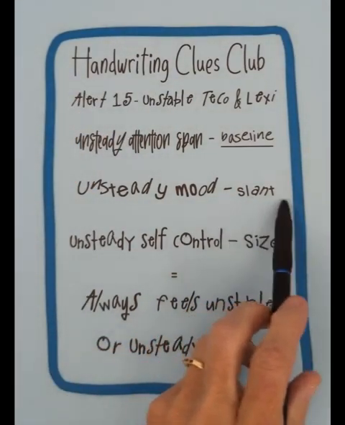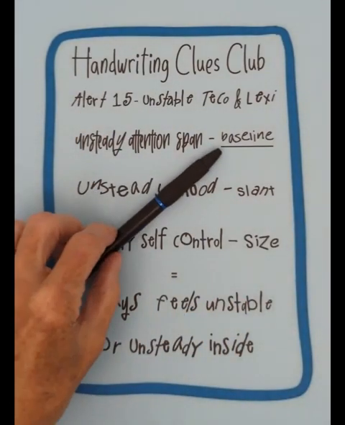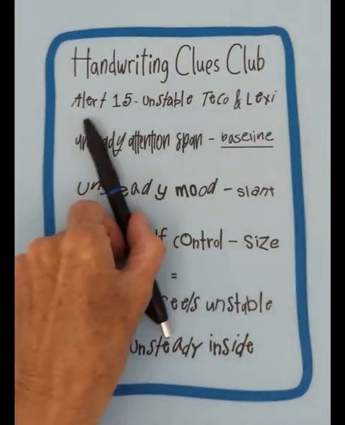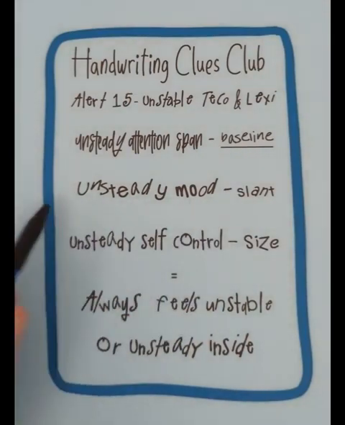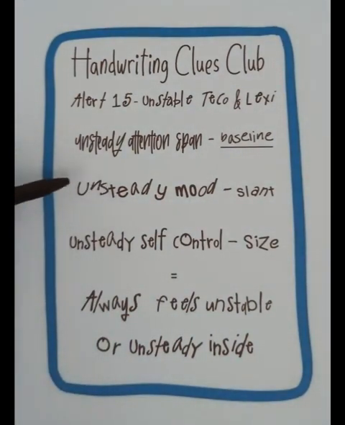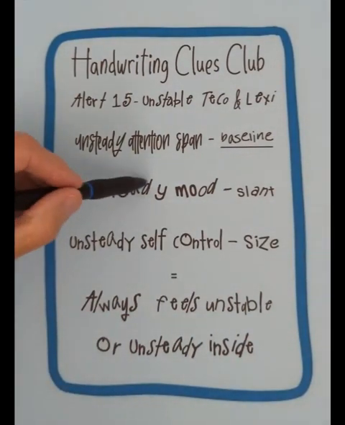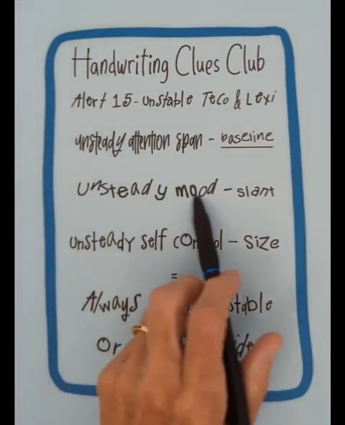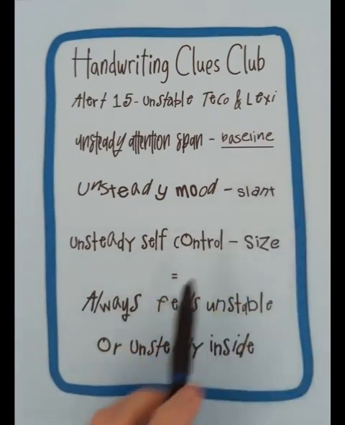Okay, the other one is the slant. When the slant goes this way, it goes this way, it goes this way, it just keeps moving around. That's an unsteady mood. The T is moving this way, the N is moving this way, the D is moving this way. It goes back and forth and back and forth. That's an unsteady mood, an unsteady slant.